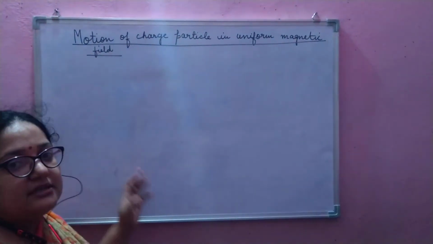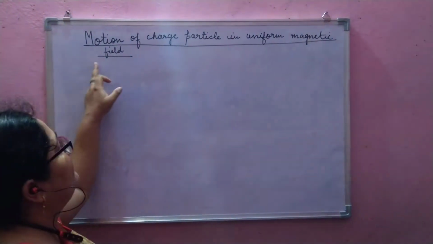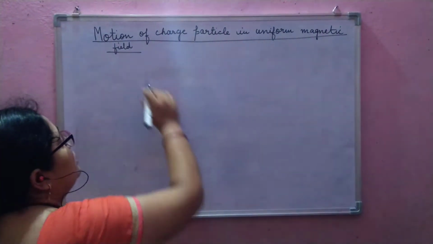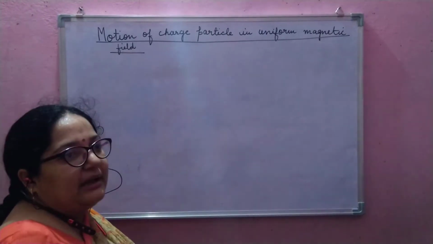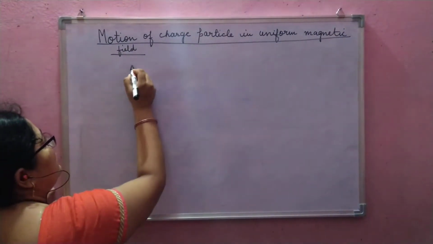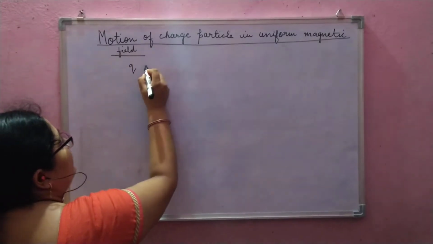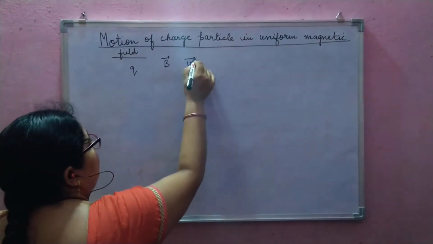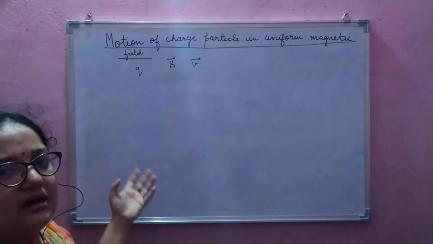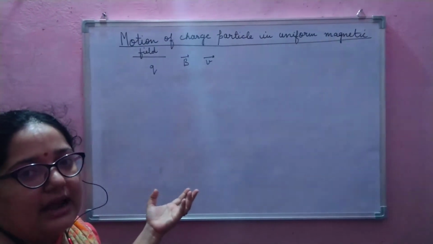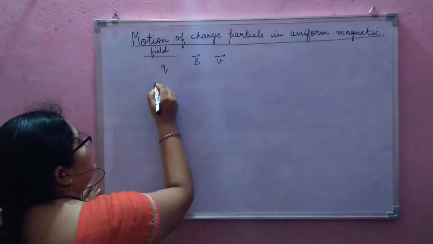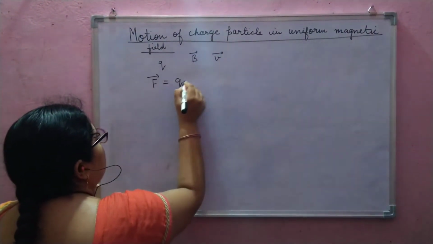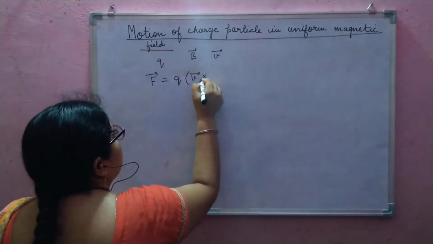Good morning students. Today we are going to discuss the next topic, that is motion of a charged particle in uniform magnetic field. We know that whenever a charged particle Q moves in a magnetic field B with some velocity V, then a magnetic Lorentz force will act on it, and the value of this Lorentz force is given by F = Q V cross B.